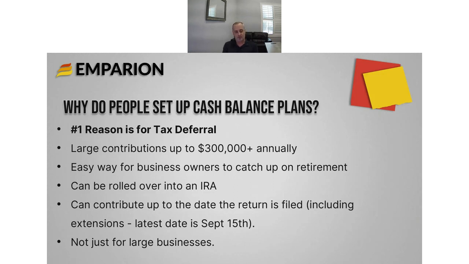And once you're done with the plan, you have to have long-term intent with the plan. The plan can be terminated and then rolled over into an IRA. Also, you've got some flexibility in contributions. You can contribute up to the date the tax return is filed, which is the latest date being September 15th. Actually, if you're a sole proprietor, your deadline might be October 15th, but you still have to get your plan funded by September 15th for the prior year. So for 2022, you have all the way up to September 15th of next year in order to make a contribution.